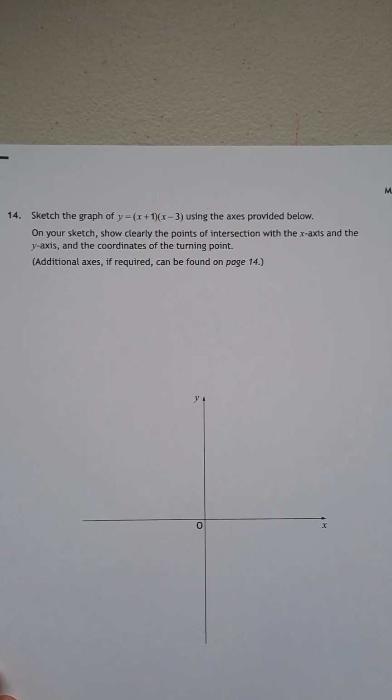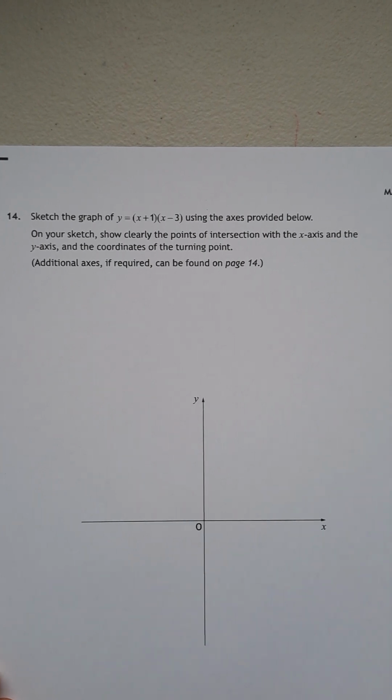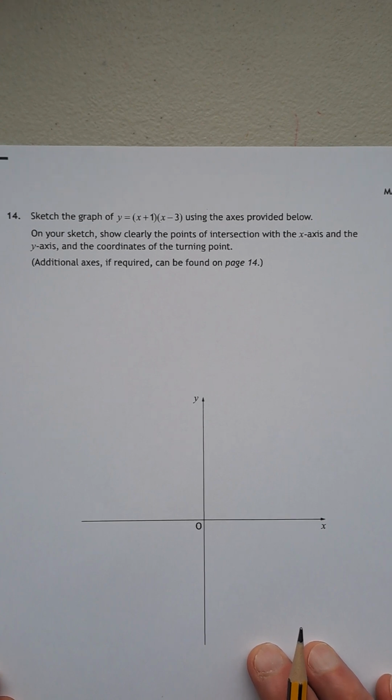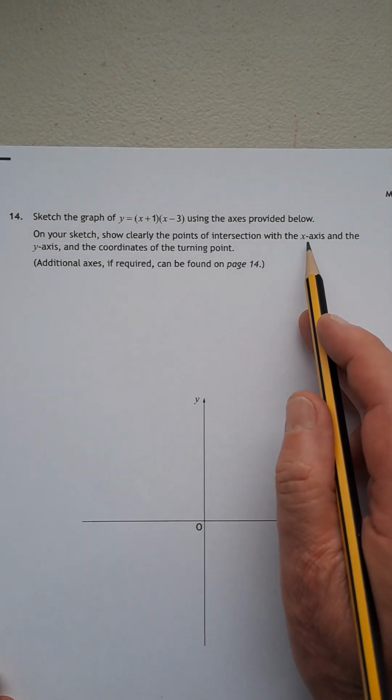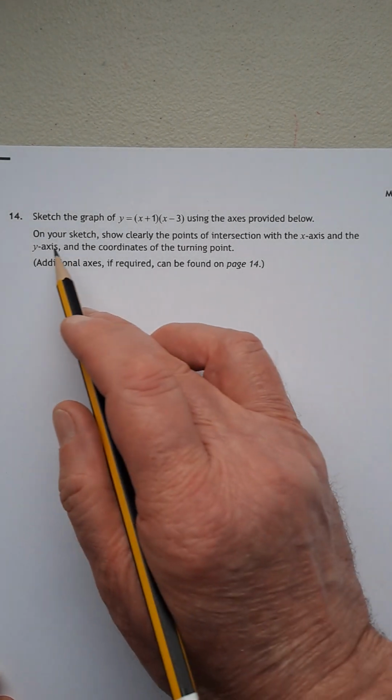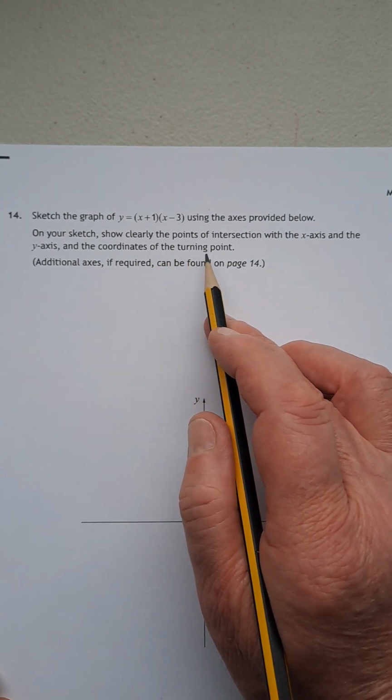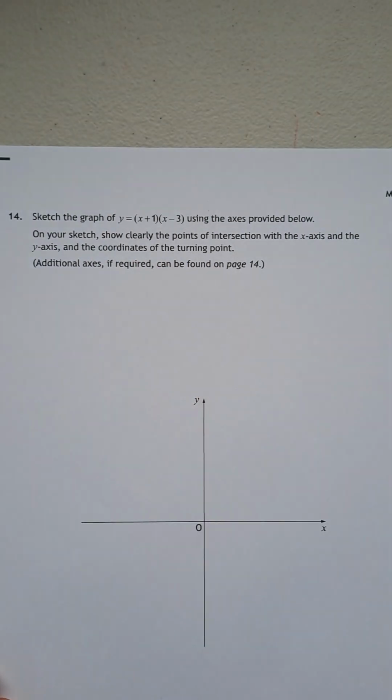This is paper 1 and we're on question 14, where we have to sketch the graph of y equals (x plus 1)(x take 3), and we have to show the point of intersection with the x-axis. They're called the roots. Also the y-axis, the y-intercept, and the coordinates of the turning point. So let's just get on with that.